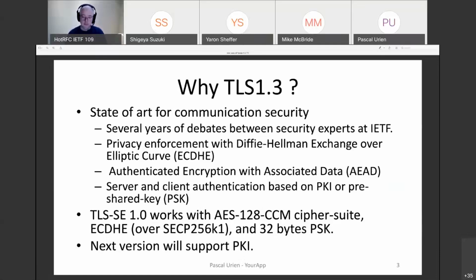So TLS-SC 1.0 works with AES-CCM cipher suites, elliptic curve Diffie-Hellman, and a 32-byte pre-shared key. The next version will support PKI. Next slide, please.